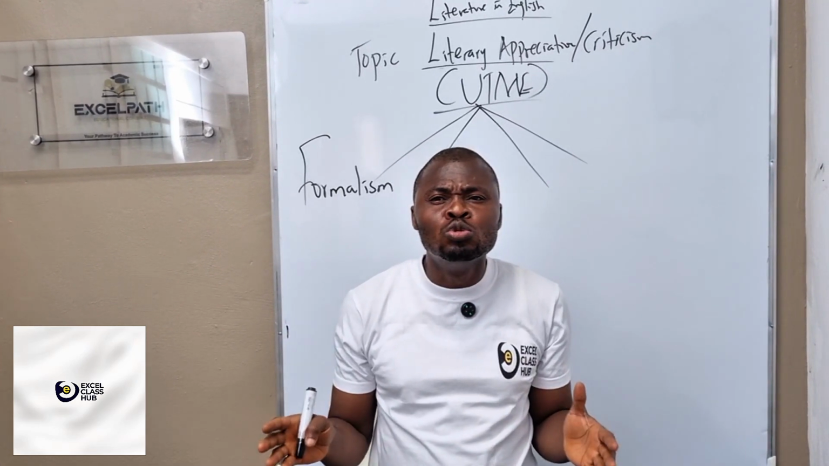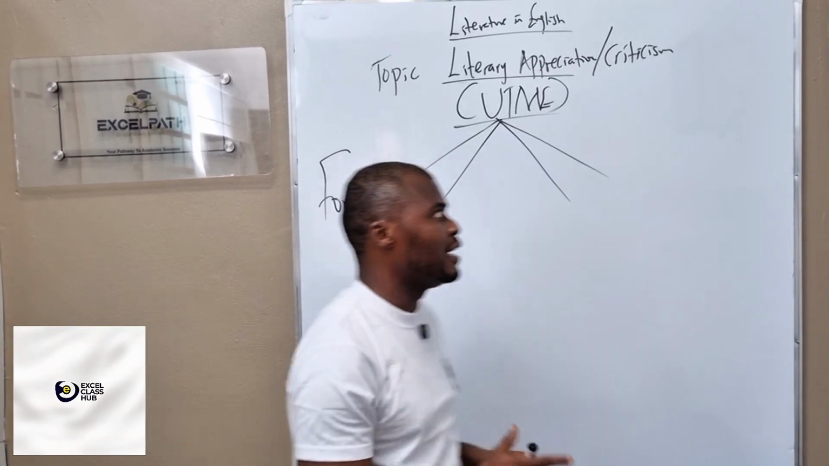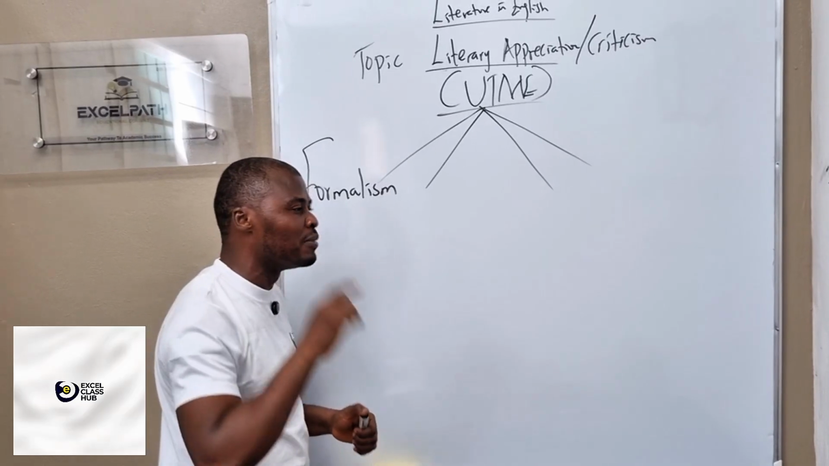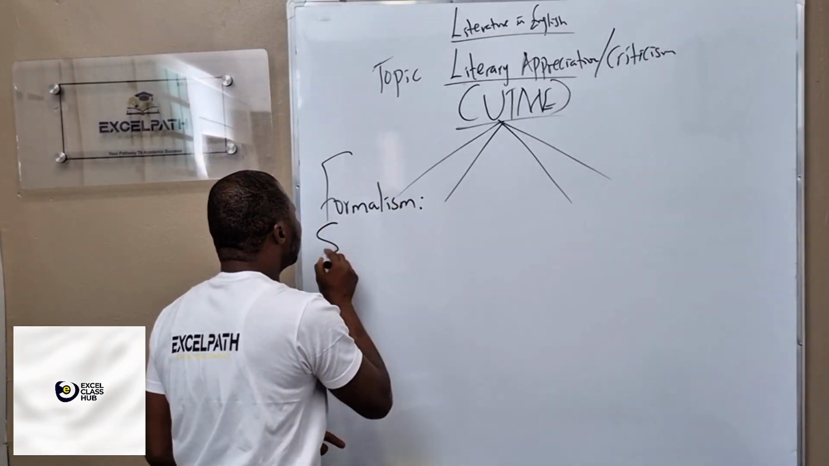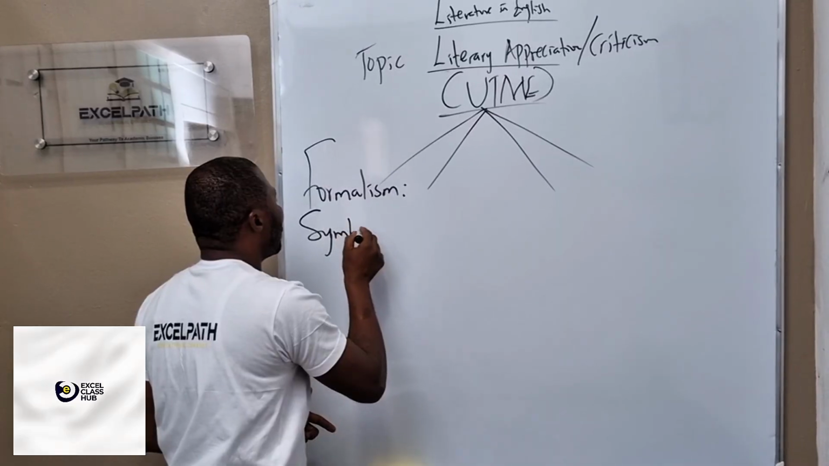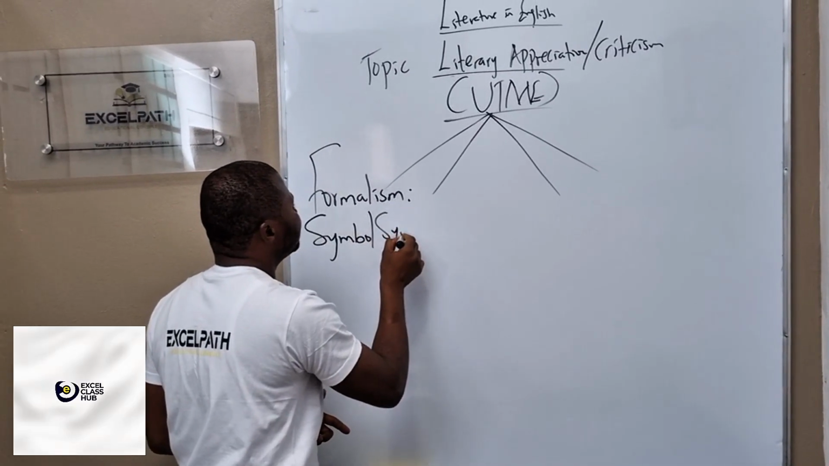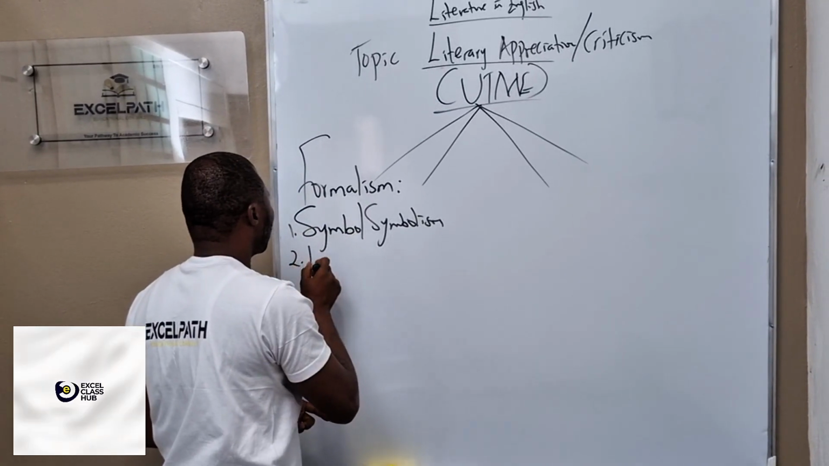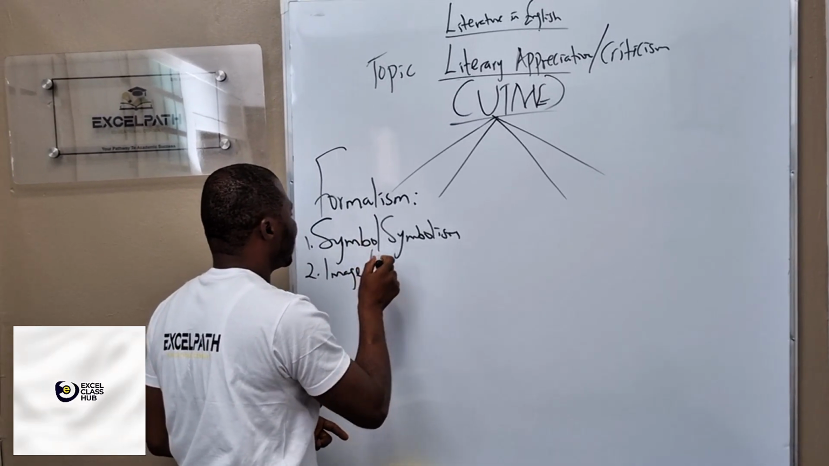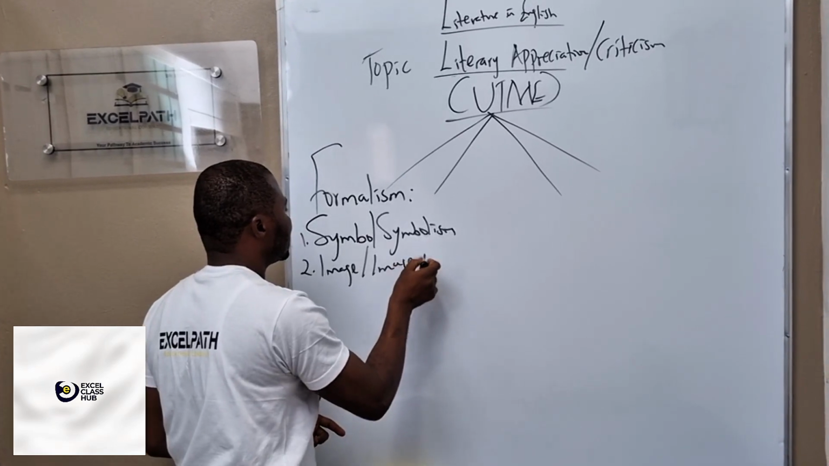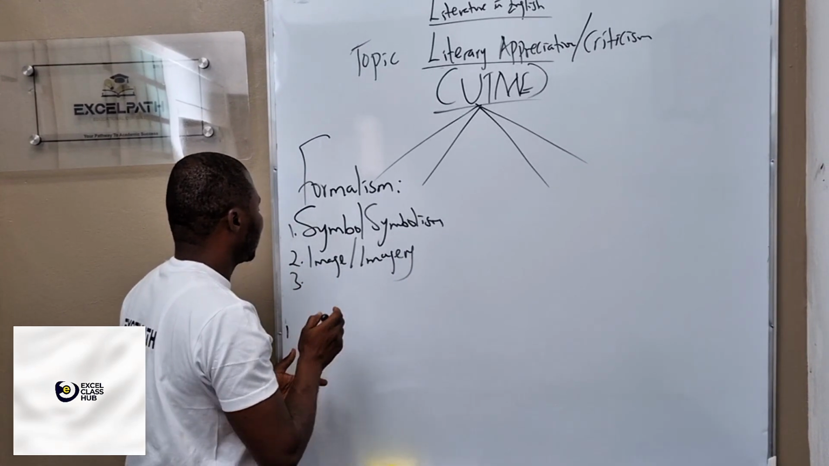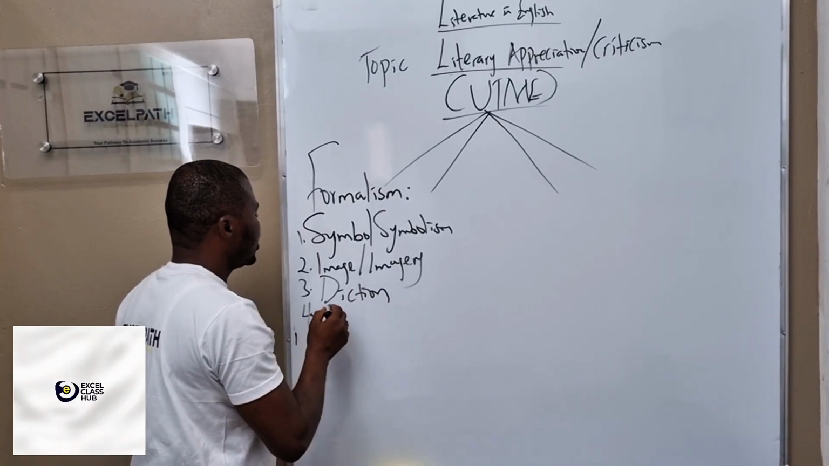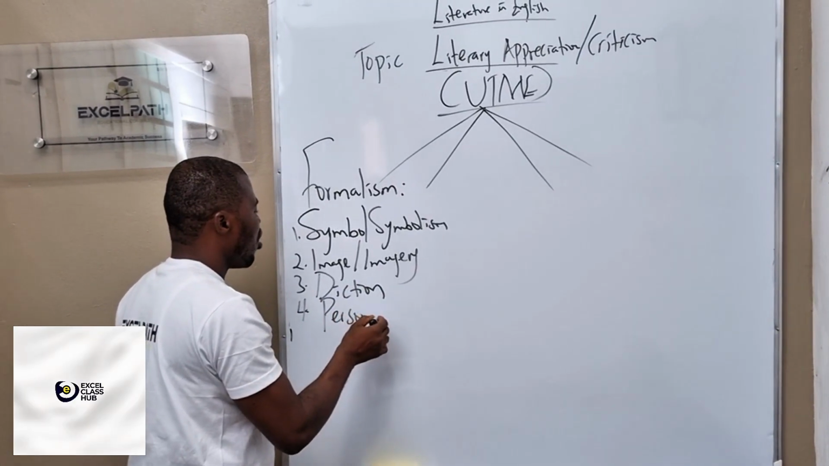Now, what are the tools used in formalism? Anytime you see questions like this, those questions are about formalism. The first one is symbol, symbolism. The next is image, imagery. The next is diction. The next is persona or narrator.